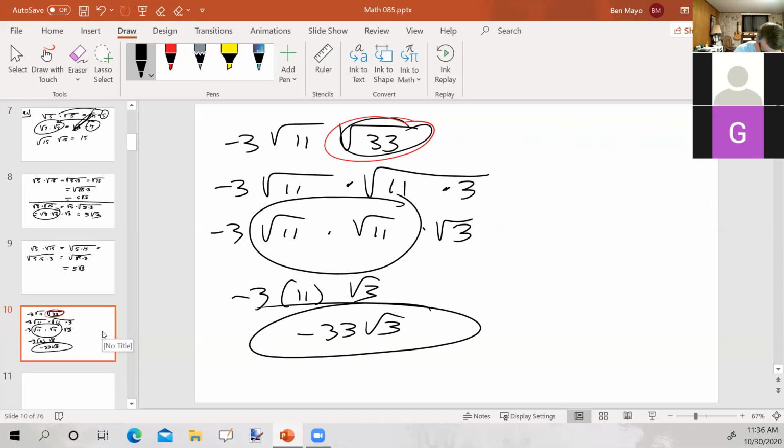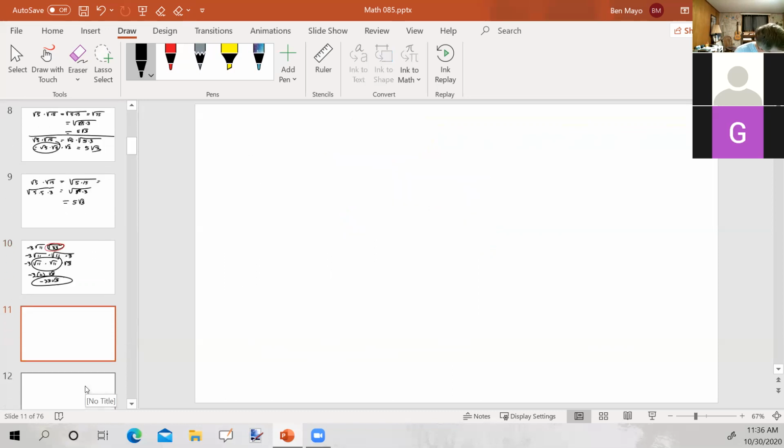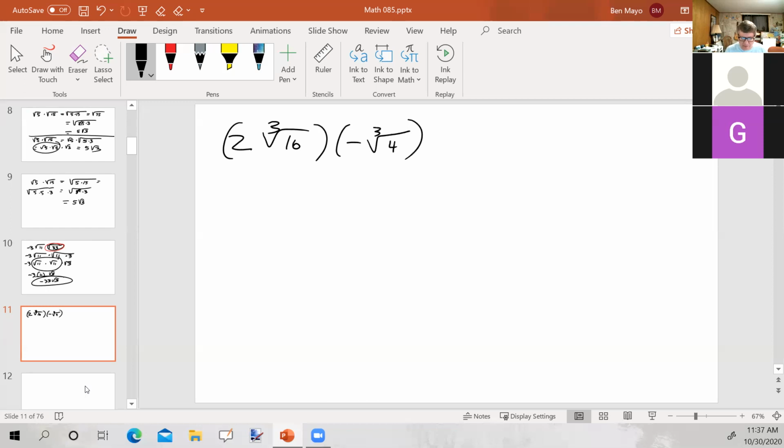Let's take a look at this: 2 cube roots of 16 times negative the cube root of 4. That would be equal to -2, and I'm getting that from this -1 times the 2, cube roots of 16 times 4. Do you see how I got there?